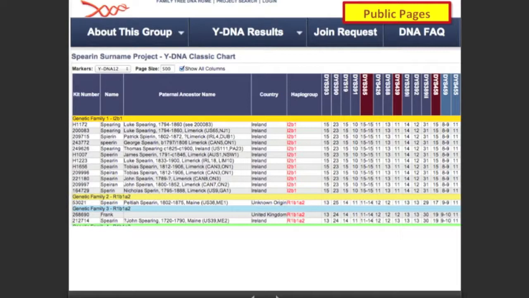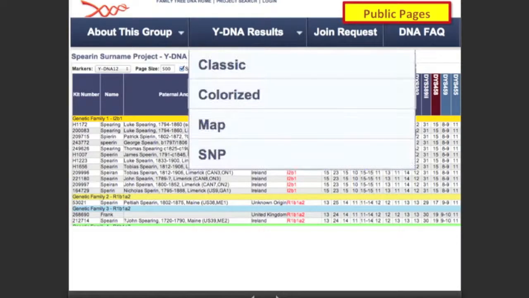Haplogroup. All of these are I2B1. These ones down here are R1B1A2. So they're still using the old nomenclature for the haplogroup on the results page. And then you have each of the markers along the Y chromosome, imagine this line on the side, and each of the values for each of the markers underneath for each of the participants in the project. So that's an overview of the results page.